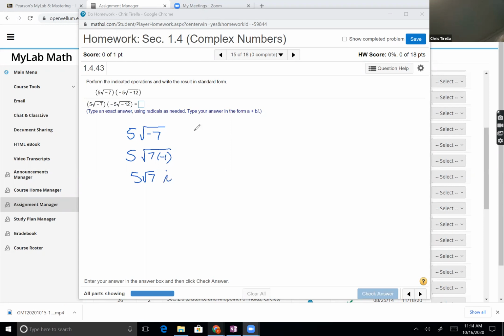In the same way, where I have negative 5 times the square root of negative 12, well, that's negative 5 times, let's see, 12 I can break up into 4 times 3. And then I have the negative 1. And so that gives me negative 5 times 2 times the square root of 3 times i. And so that one becomes negative 10 radical 3 times i.